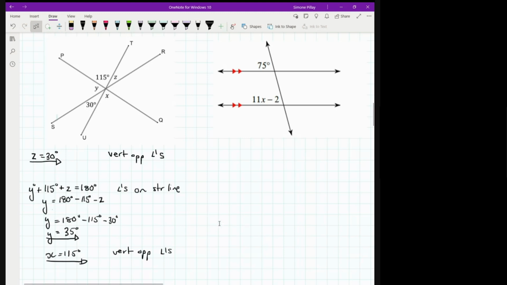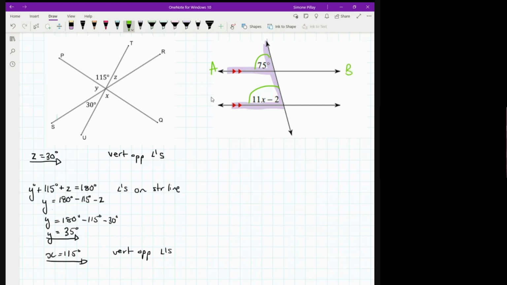Ma'am, I can see corresponding angles in the diagram. Yes, 100%. Are these the corresponding angles you're talking about? Yes, ma'am. Thank you. So what's my statement going to be? First, I'm going to label it A, B, C, D. So AB is parallel to CD.